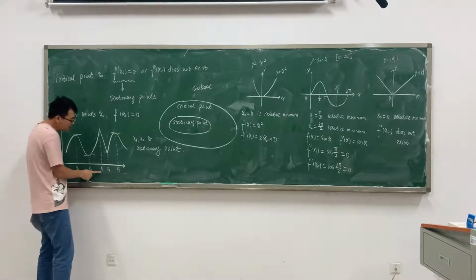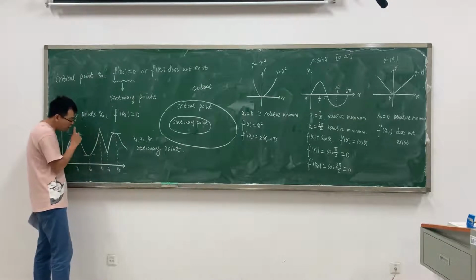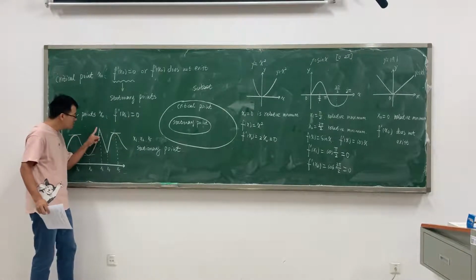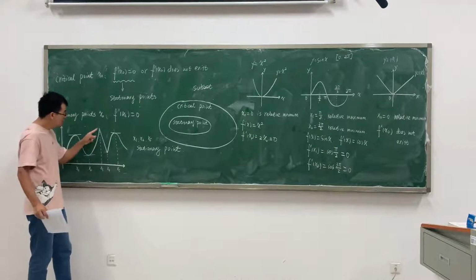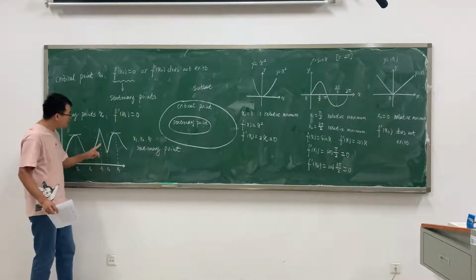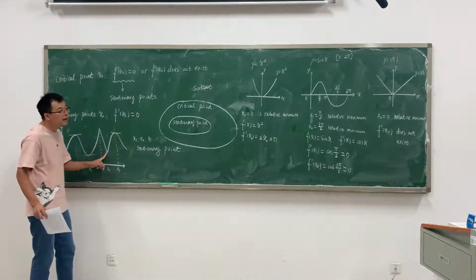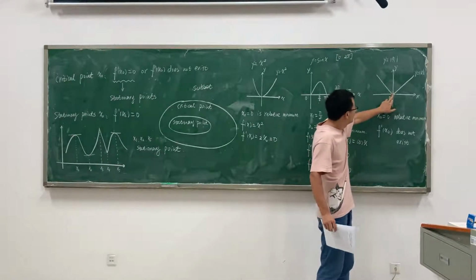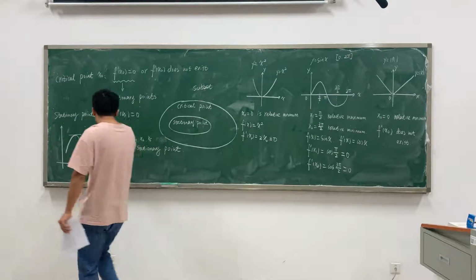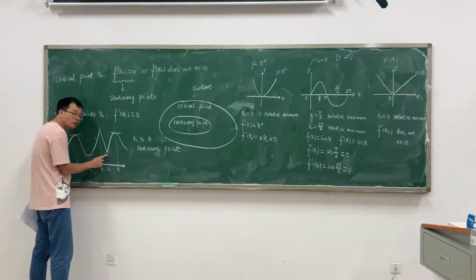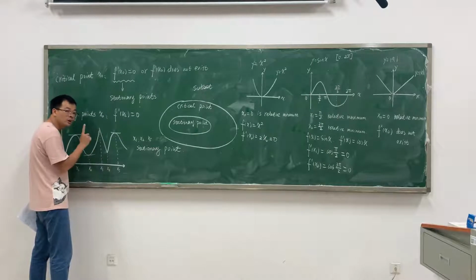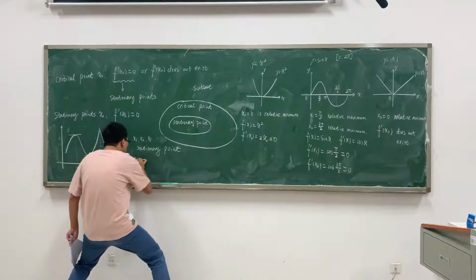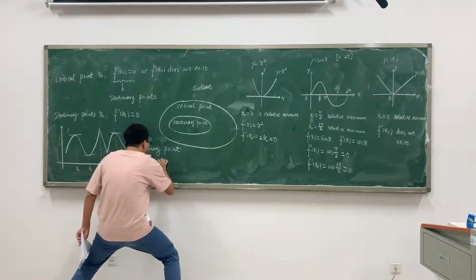Now for x3 and x4, I think it's easy to see that the left derivative and the right derivative are not the same. This point is something like this point. So for this point and this point, x3 and x4, they are critical points, but they are not stationary points.